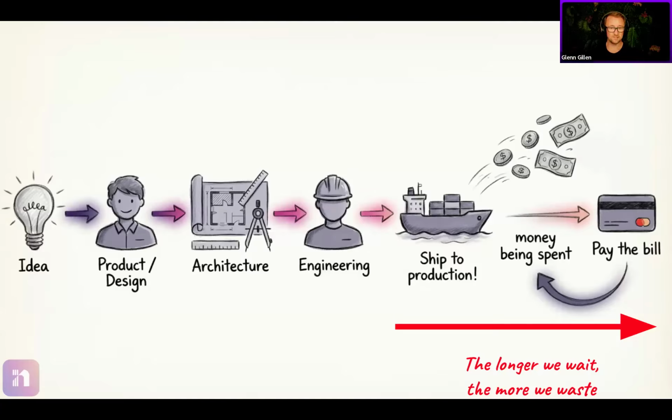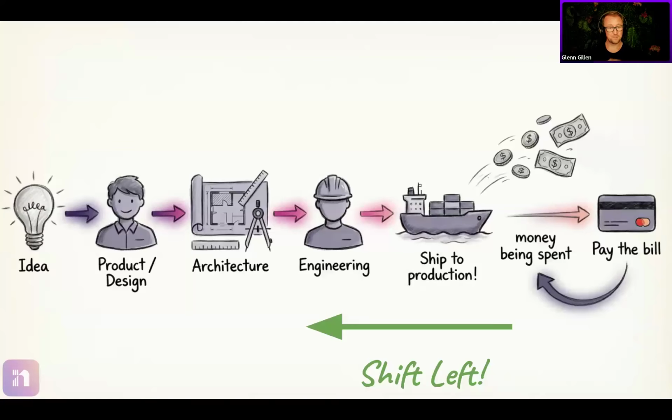And so when we say shift left, what we're talking about is trying to move the intervention point further left in this flow, before you ship to production, so that any changes you want to make are before you're using that infrastructure and before you're incurring any cost for it. So it has the lowest impact to your business, but it also means you're not spending money on it.